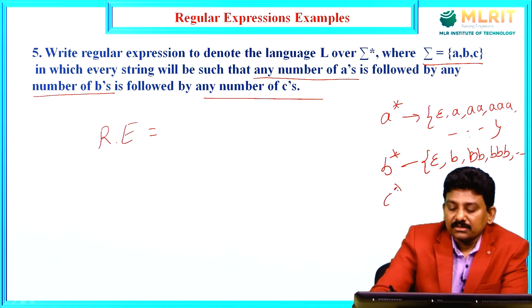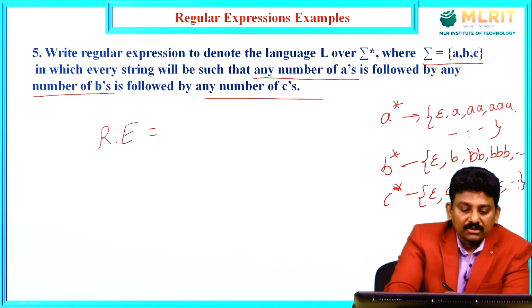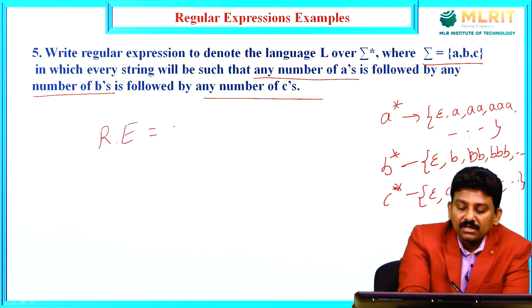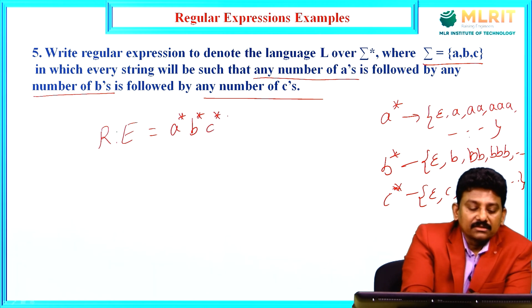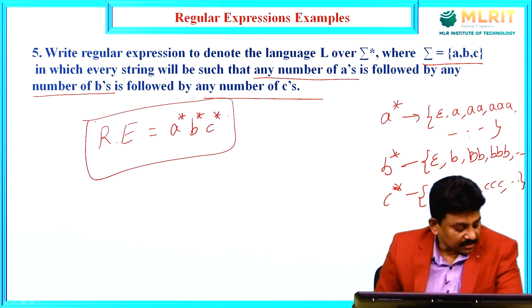C star means epsilon, C and so on. So regular expression for any number of A's, A star, followed by any number of B's, B star, followed by any number of C's, C star. So this is the answer: A star, B star, C star.